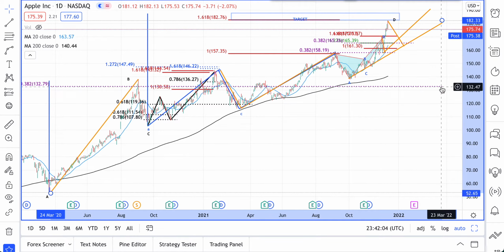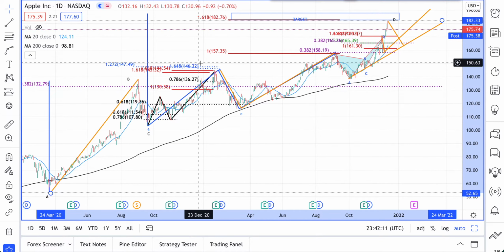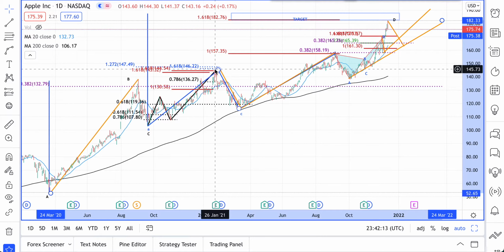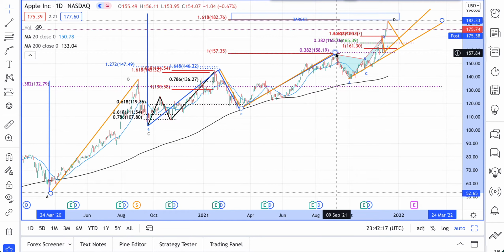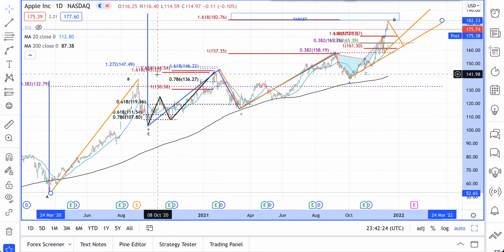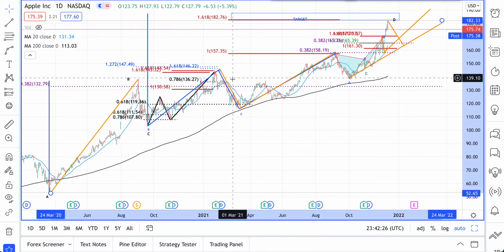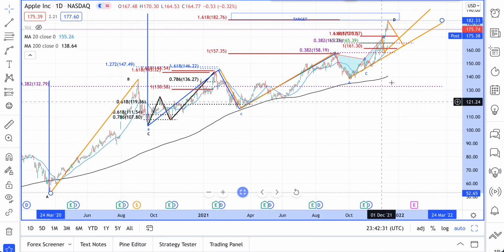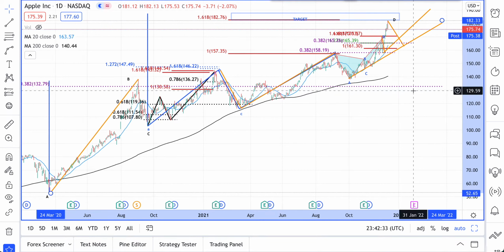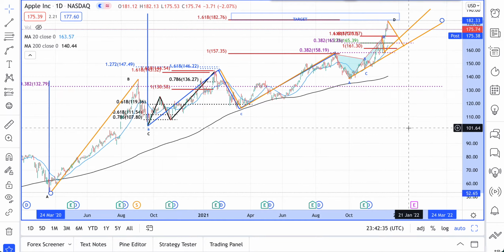Then we are looking at about $132 as the region where the price can pull back. From a structure perspective, there is going to be some minor support around here, the $155 level, and then further support in this region of 145 to about $140, but the Fibonacci number comes around $132. So that's what we are looking at.